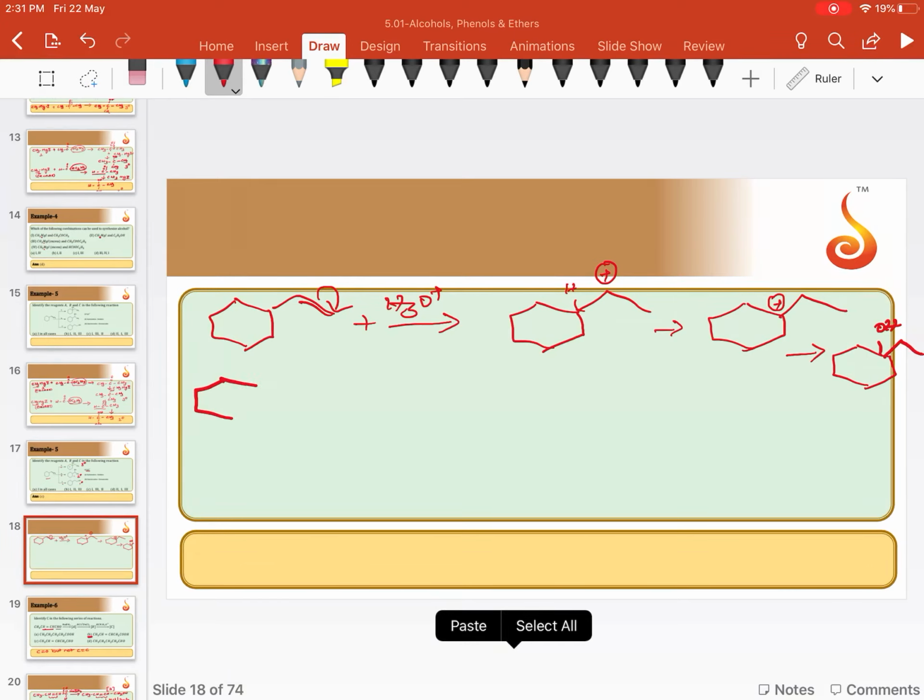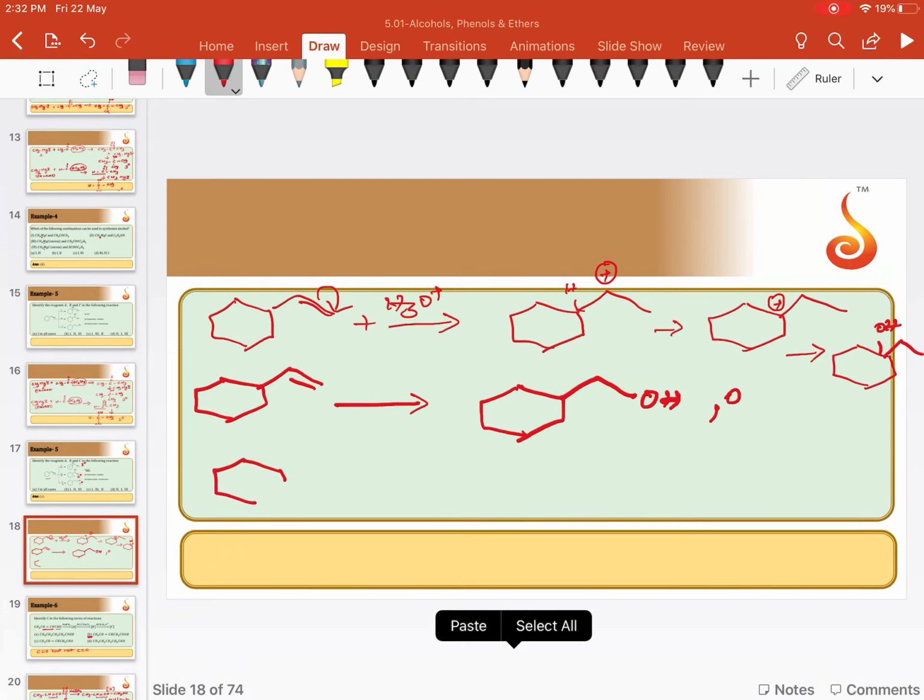Now let us see hydroboration oxidation. In hydroboration oxidation, addition takes place according to anti-Markovnikov's rule. So the negative part attacks the carbon atom having more number of hydrogen atoms. Means here we will get a primary alcohol.